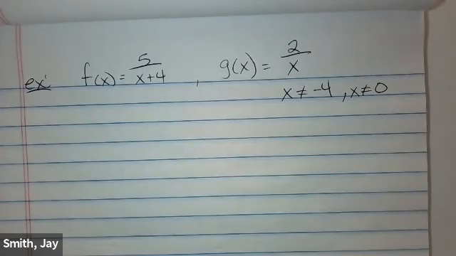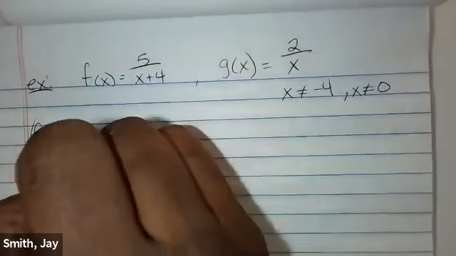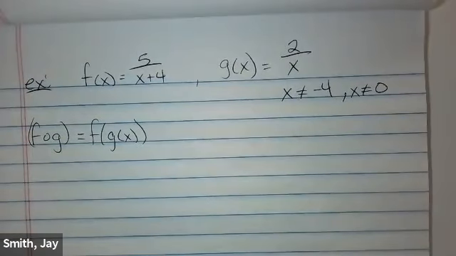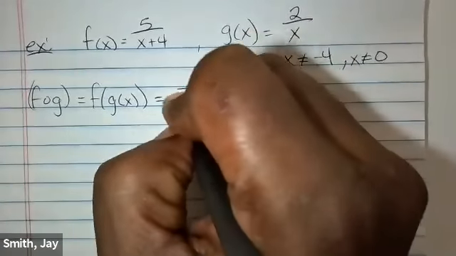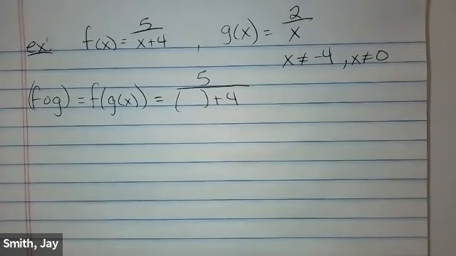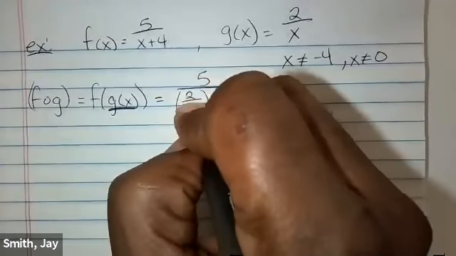All right, so first working with f composed with g. By definition, this is f of g of x. We're substituting a function in for a function, so with this one we're going to work from outside in. So we first start with f of x, which is 5 divided by x plus 4. And instead of writing an x, we're going to leave an open parentheses because this is where we're going to make our substitution. Substituting g of x in. g of x is 2 over x, so that's what we put inside our parentheses.